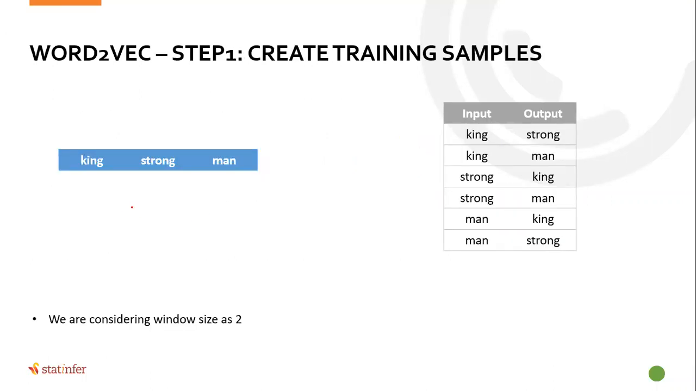Okay. What is the first step? Create the input output data pairs. Input is word, simple word. Output is word in the context. King, strong man. Strong, king, man.